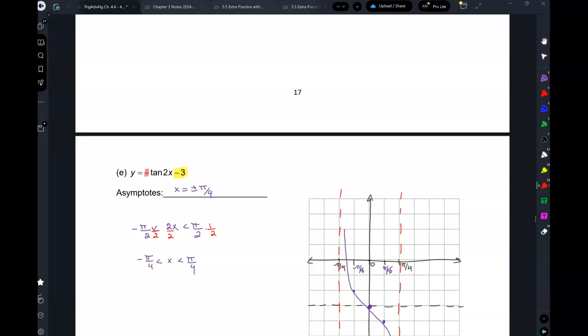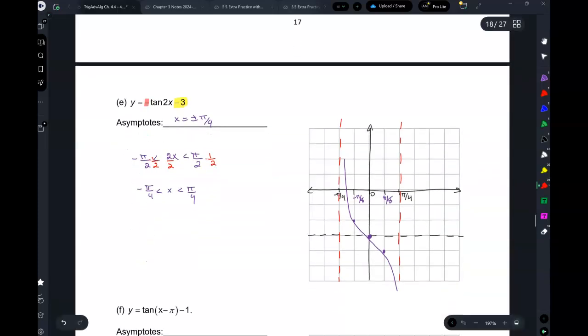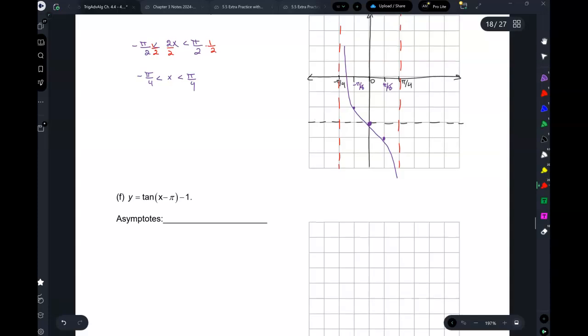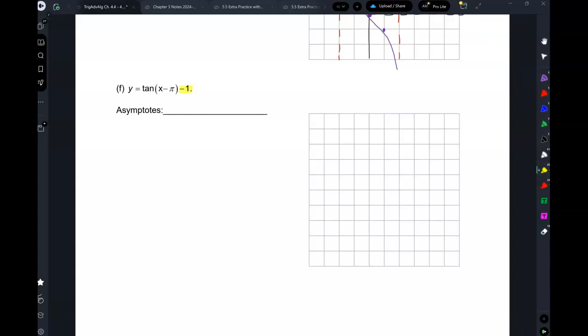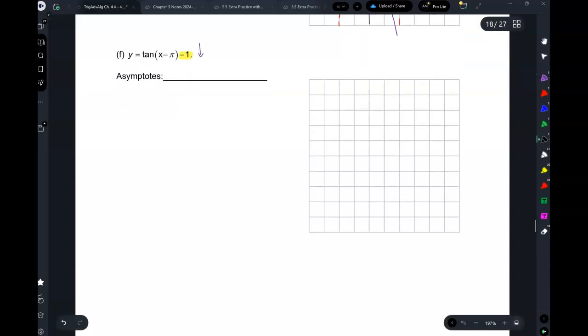I was having fun making these problems. All right, here's another one. Now it's positive tangent, x minus pi minus 1. So what does that minus 1 do? Shifts it down 1 unit. So if I have my x-axis here, -1 is down here. That's where I'm going to graph.